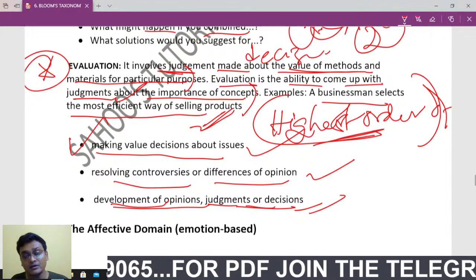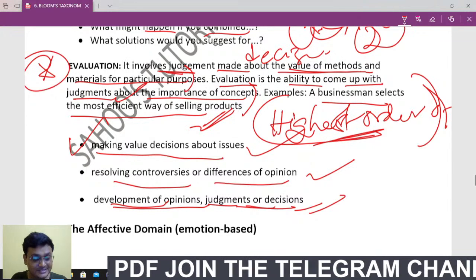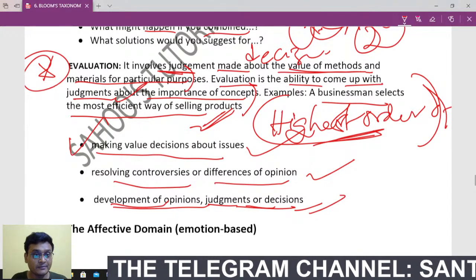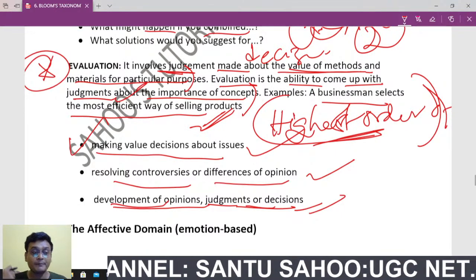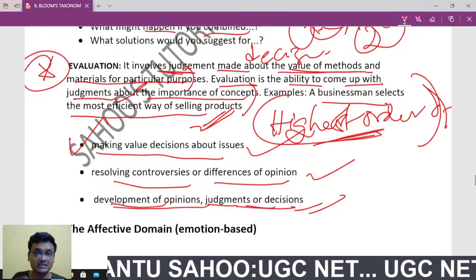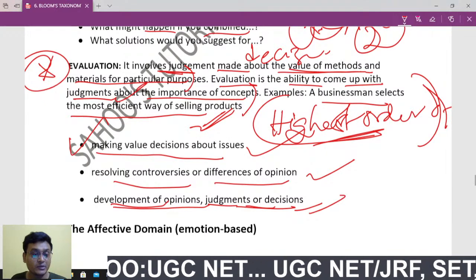Again, I am telling you, the cognitive domain is very important for UGC Paper 1. You have the cognitive domain, and the first part is KC, that is knowledge, comprehension, understanding, application, analysis, synthesis and evaluation. This is how you can remember.